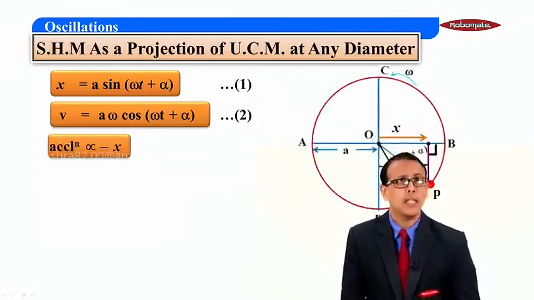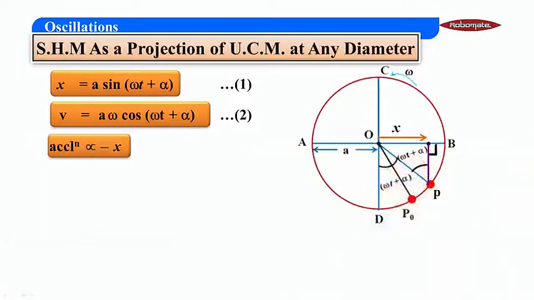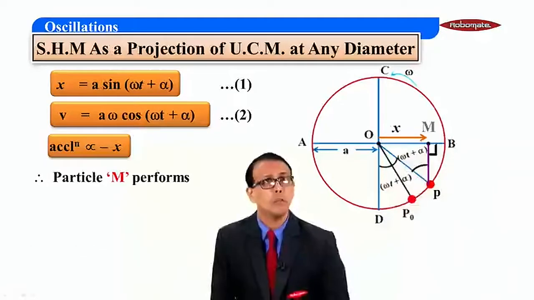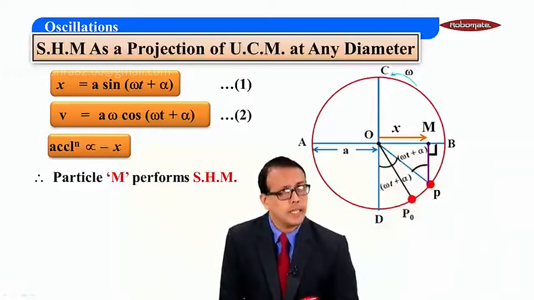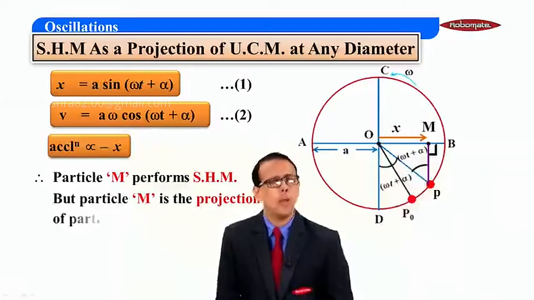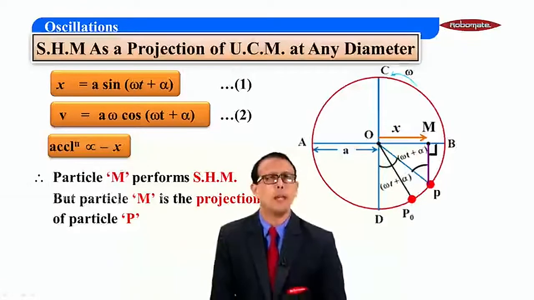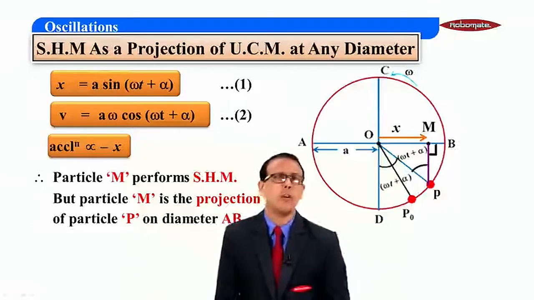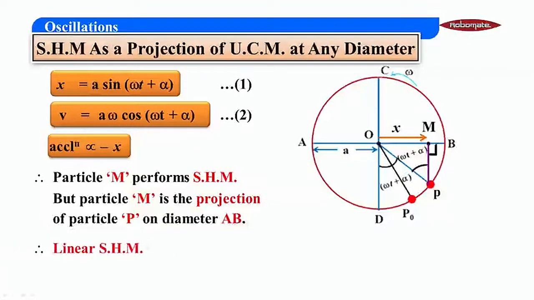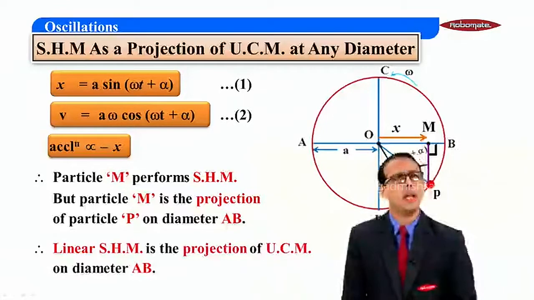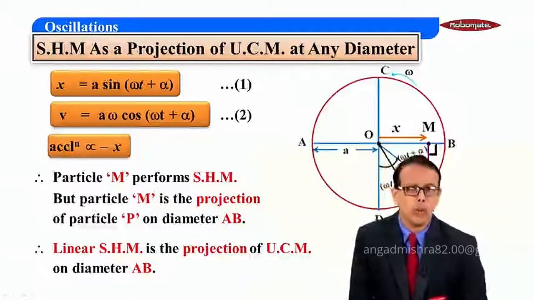Now, can I say therefore we have proved that particle M performs linear SHM, but we know M is the projection of P on diameter AB, and therefore we finally conclude that SHM is the projection of UCM on any diameter AB. That's all in this module.